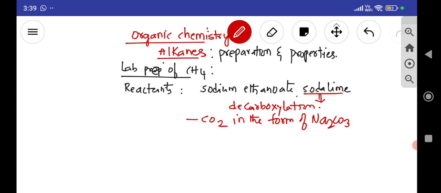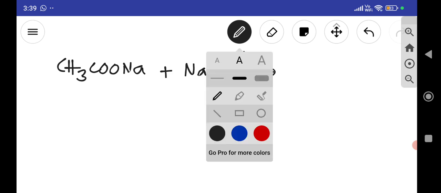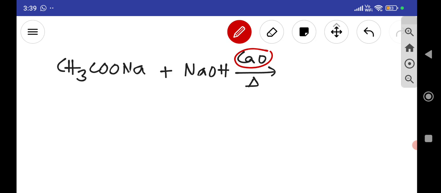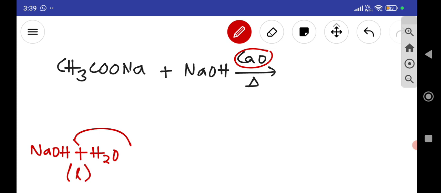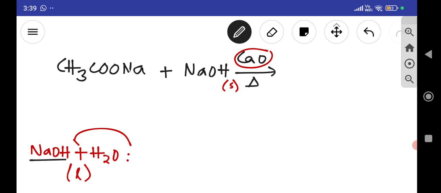Next, sodium ethanoate, CH3COONa, and soda lime, which is NaOH in the presence of calcium oxide. The reaction is heating. What is the role of calcium oxide in this? We know that NaOH, if you leave it, will absorb moisture from the atmosphere and become liquid. You would have seen this deliquescent nature. To avoid that and keep NaOH in the solid form, we use calcium oxide, which helps in the drying of NaOH.